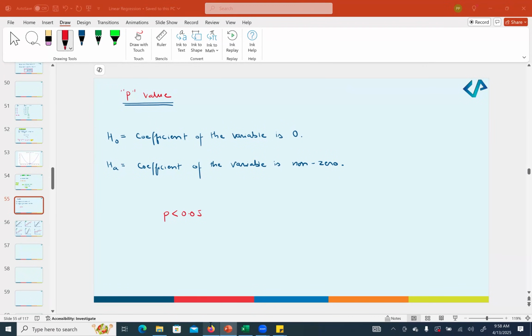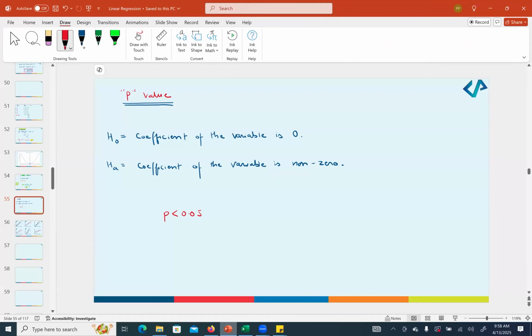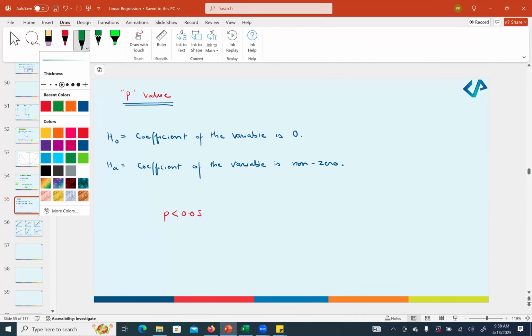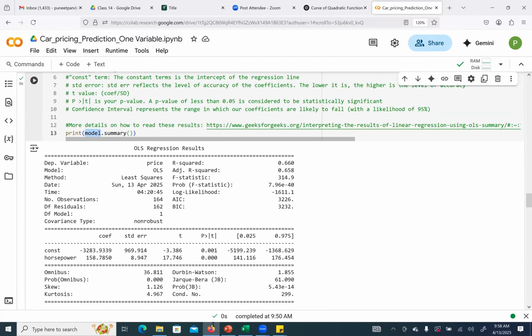You will check first for the first variable and for the second variable also. Everywhere the p-value is less than 0.05. So what we will be doing is we will reject this one. As p-value is less than alpha, we will reject this and we will accept this. So we are saying that the coefficients are non-zero. These coefficients that we are having, we are confident that they are not 0.